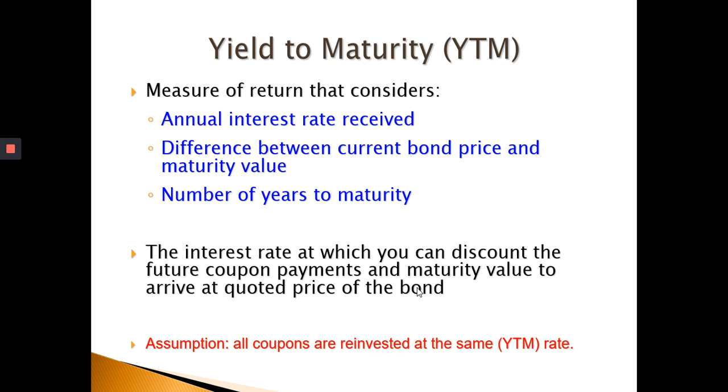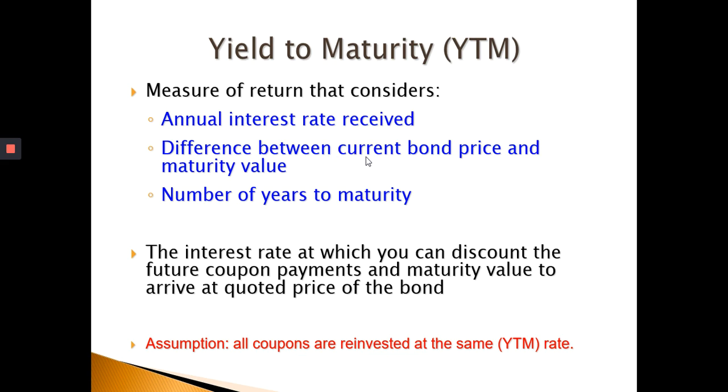be used for our calculation questions, right? Yield to maturity. So how do you measure yield to maturity? It considers the annual interest rate received, right? That's your coupon, and then the difference between the current bond price and the maturity value. Alright, we need to know the bond price and also the maturity value. Maturity value, as I said, is usually fixed at 1,000. Therefore, we need to know the bond price as well.